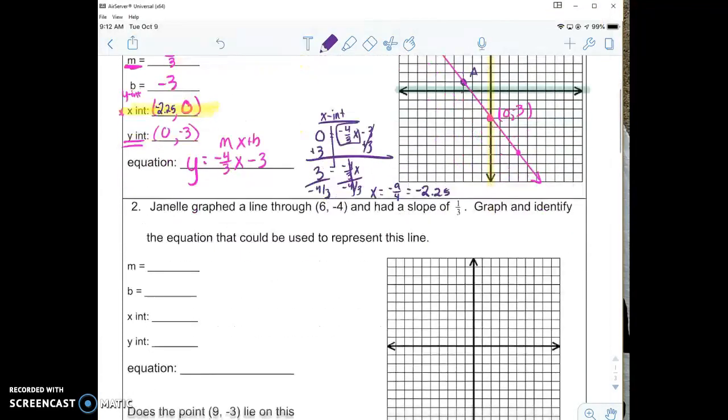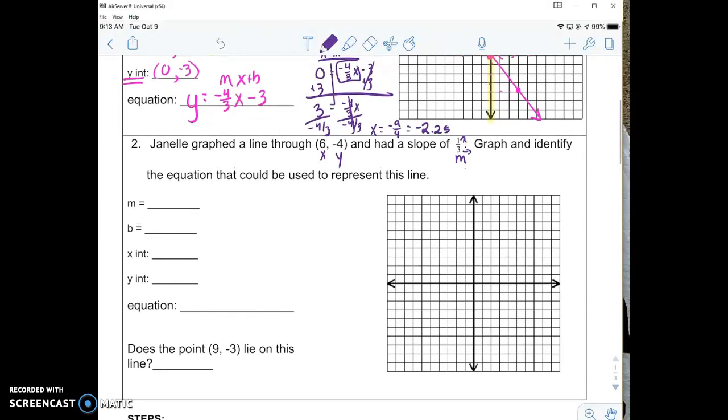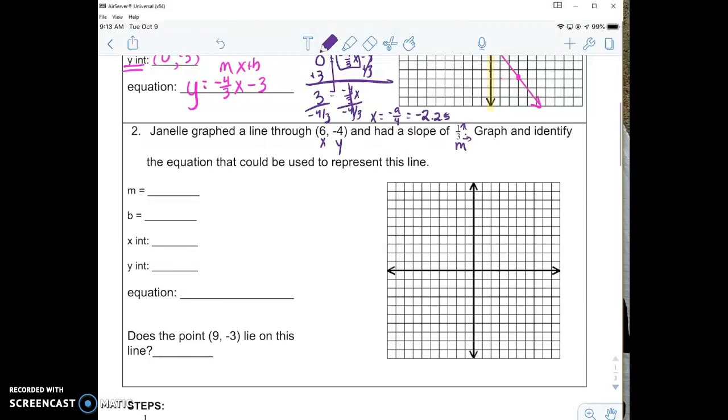Number 2. Janelle graphed the line through (6, -4) and has a slope of 1/3, up 1, right 3. Graph and identify the equation that could be used to represent this line. Okay, I'm going to start with the given point, (6, -4). My slope of 1/3, I'm going up 1, right 3. Back the other direction, down 1, left 3.